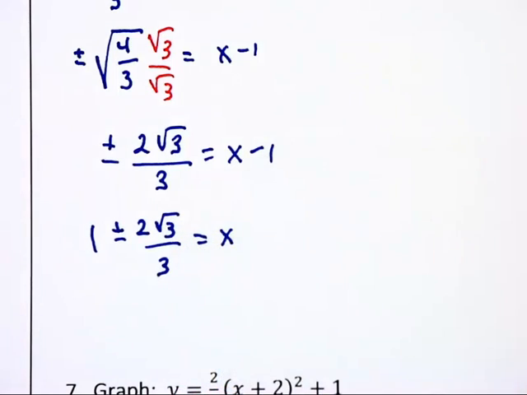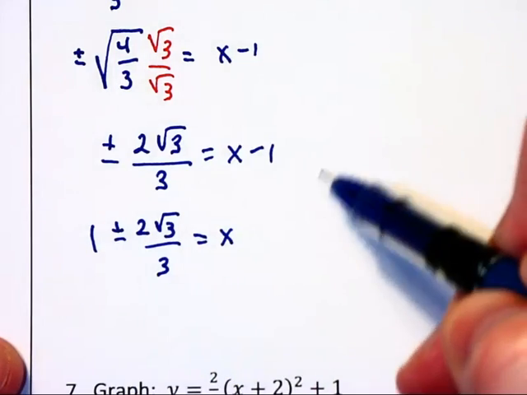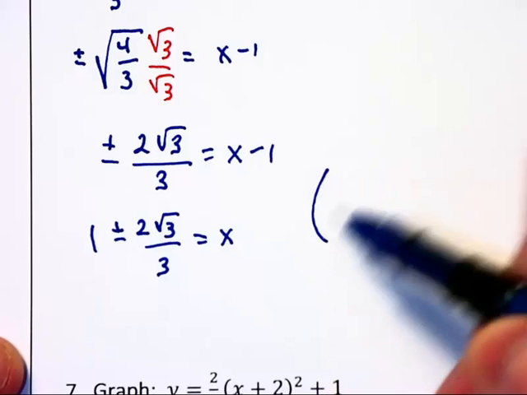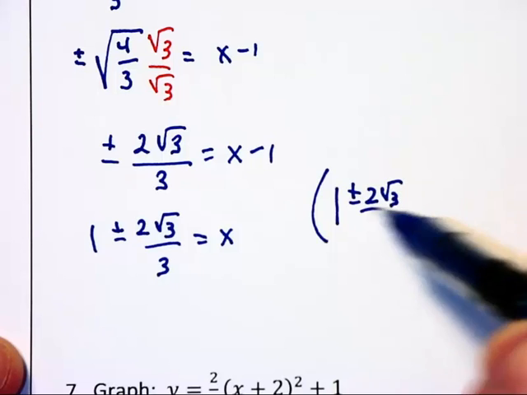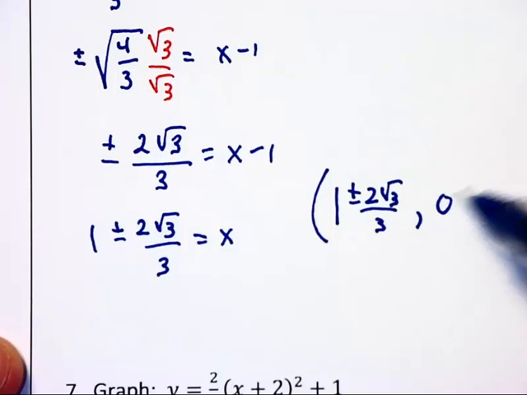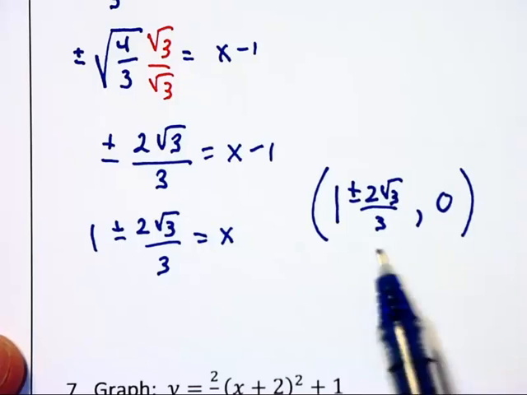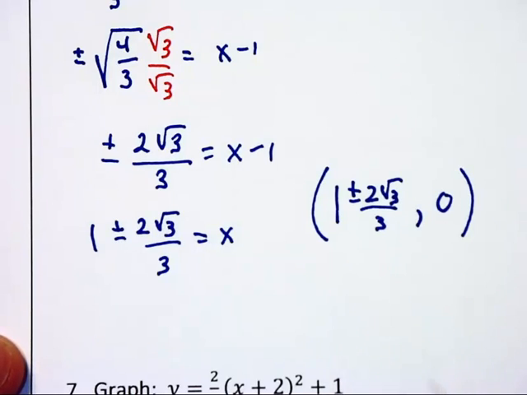Now, when we're asked to find the x-intercepts, we can't leave it in this form. X-intercepts are points, so we'd rather have these written as 1 plus or minus 2 root 3 over 3, comma, 0. And technically, I probably should separate that into two separate points, but you can understand what I'm doing by combining them here.